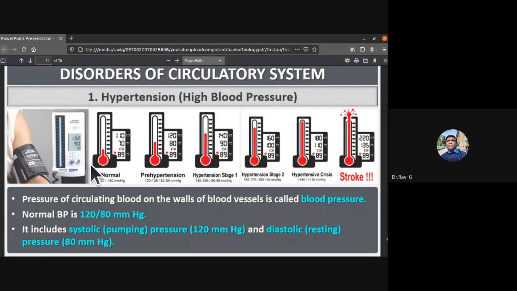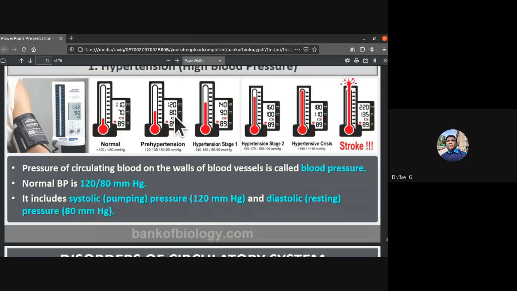The normal blood pressure is 120 by 80. There are different stages, but I'll be giving you the exact definition as per your NCERT books. As per clinical standards, 120 by 80 millimeters of mercury is what we call normal blood pressure.